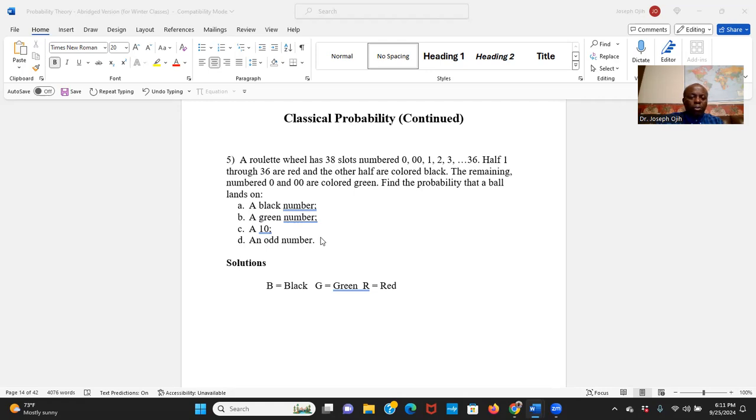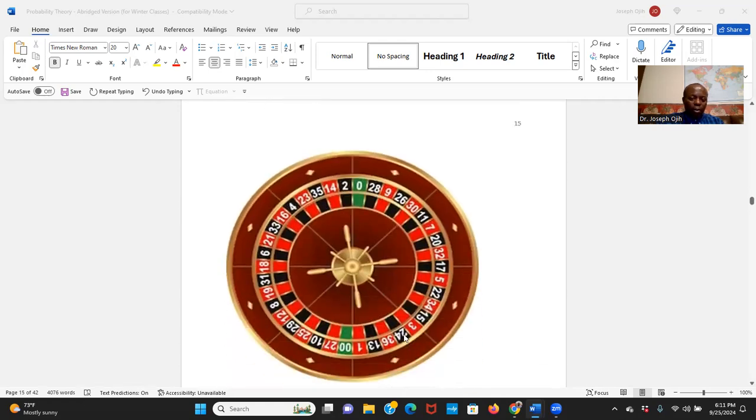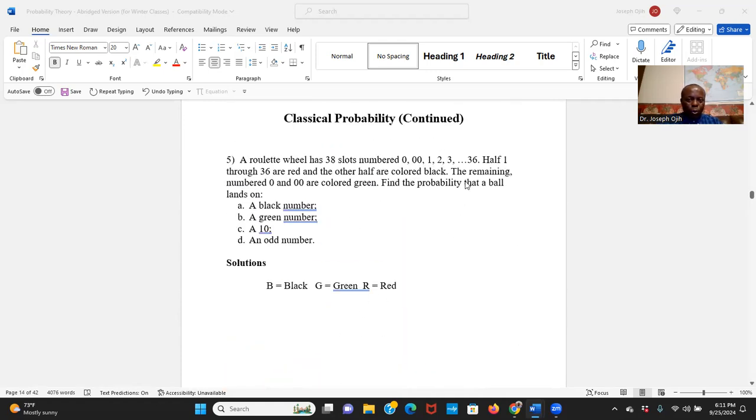Okay, so to answer this, you look at the roulette. You can see that half of these are colored black and the other half are colored red. And the 2 greens, 0 and 00, you can see them here. It says half of 1 to 36 are colored red. That means 18 are colored red and 18 are colored black. Then we have 0 and 00. That means you have a total of 38 slots, out of which 18 slots are colored red and 18 are colored black. To be able to answer this question, we need to know all these facts.